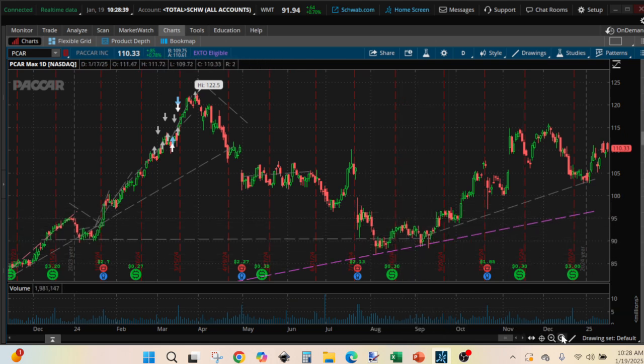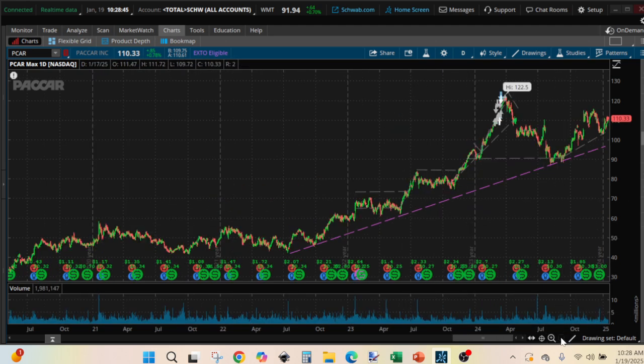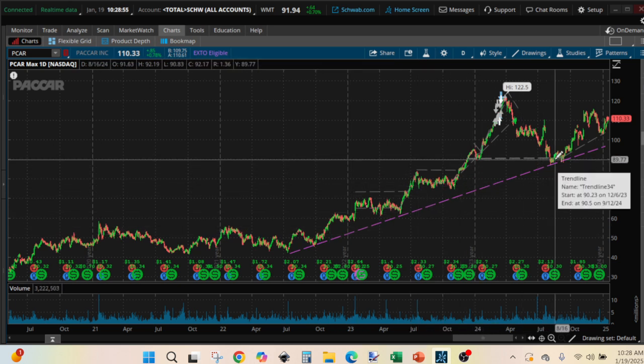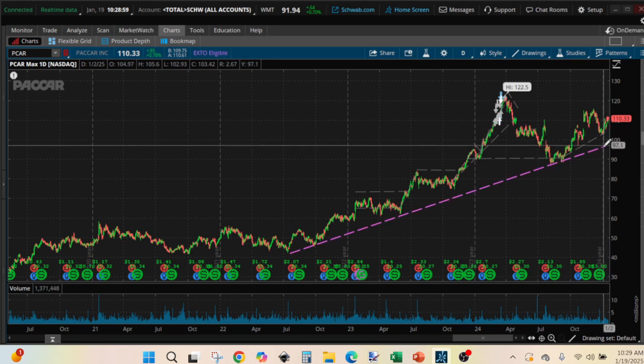Okay, let's take a look at this a little bit. I don't know how often it touched base with that line, but it did touch base with it often in 2023. And it came closer but didn't touch it.